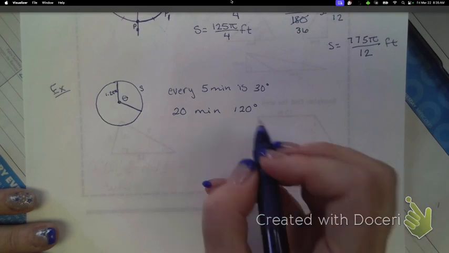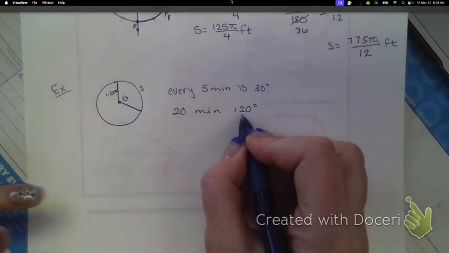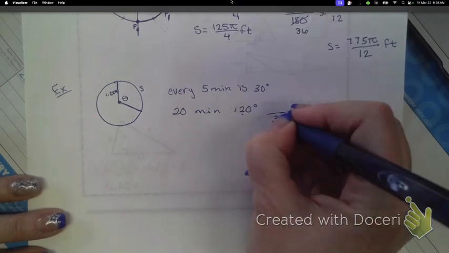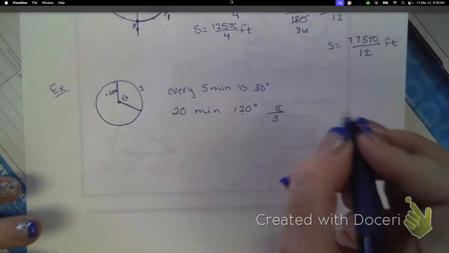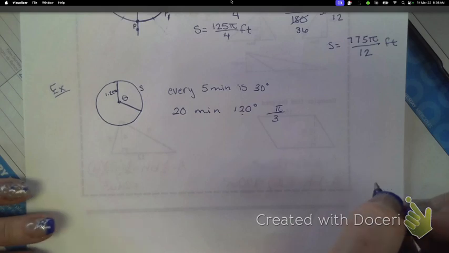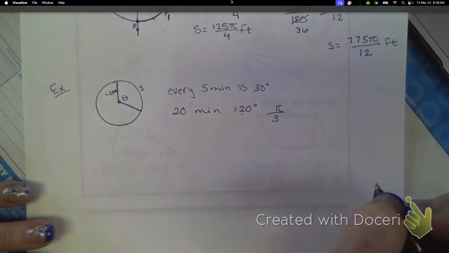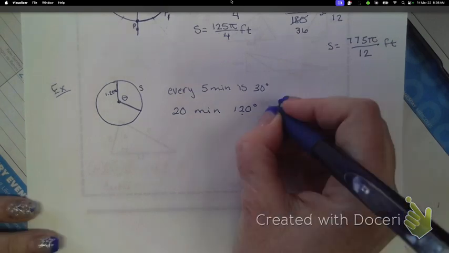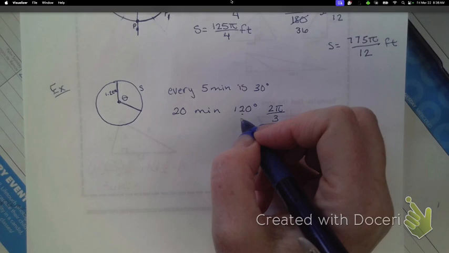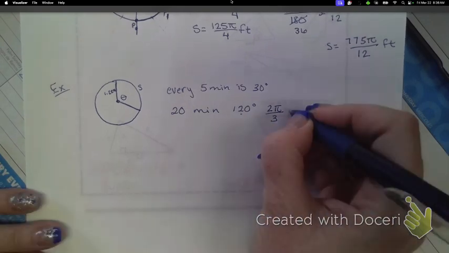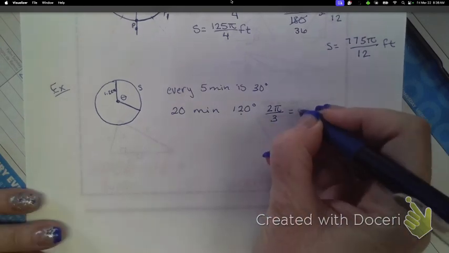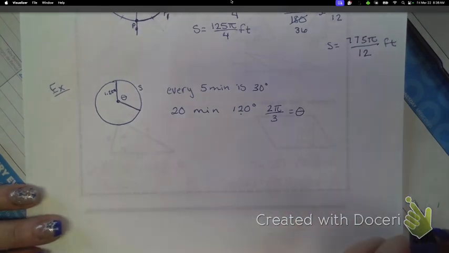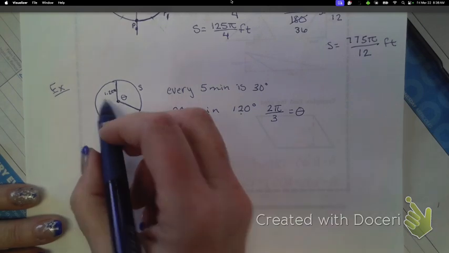So 120 is 60, yes? So that's going to be over 3. What's my numerator going to be? No, it's 2, because it's 1 less than a whole. So that's theta. So I have theta and I have r, so am I good? What's R? 1.2 centimeters.